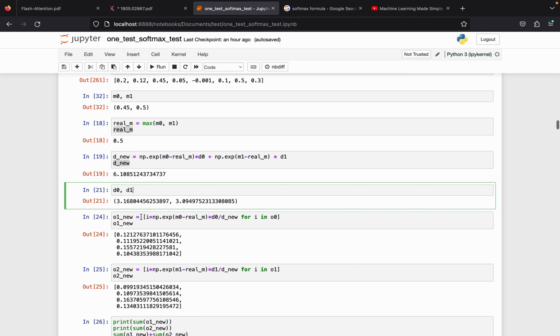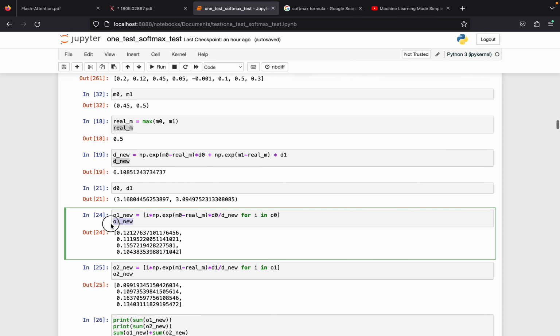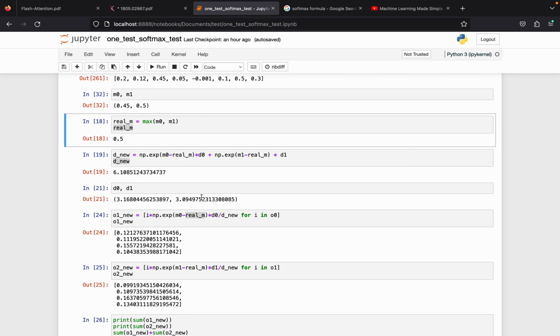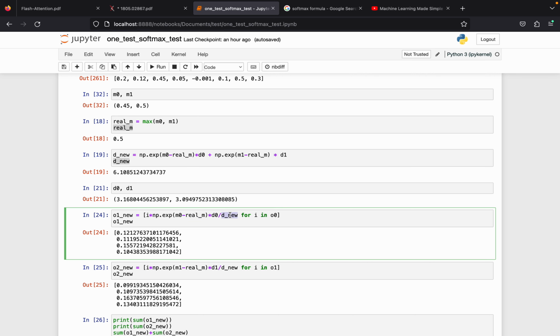And finally we calculate the O new using the values calculated here. In this case we have calculated the real m, which is 0.5, and also we have D new, the new denominator. Using these values the softmax will be calculated for the first subarray, that is O1 new.